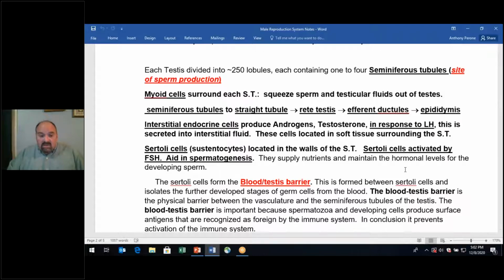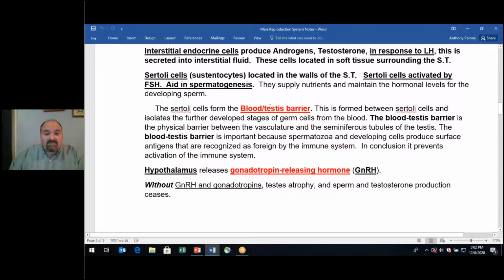Okay? So these Sertoli cells present within seminiferous tubules, right? They form what's called a blood testis barrier. The bottom line that you need to really get from this is that the blood testis barrier is important, because sperm and developing cells produce surface antigens that are recognized as foreign by the immune system. So it would prevent an activation of the immune system by cells that my body is producing. Okay, so this is an important thing.